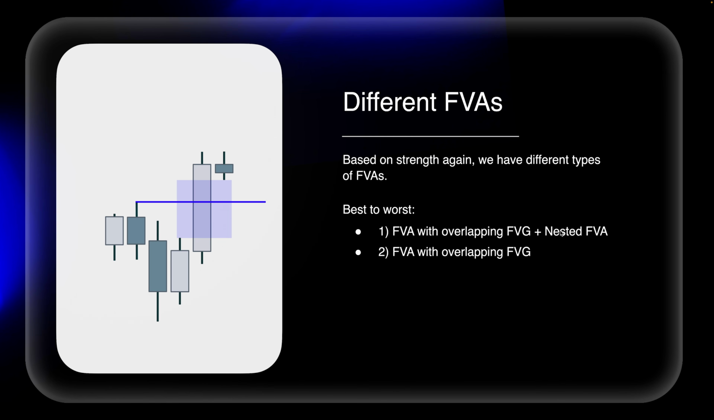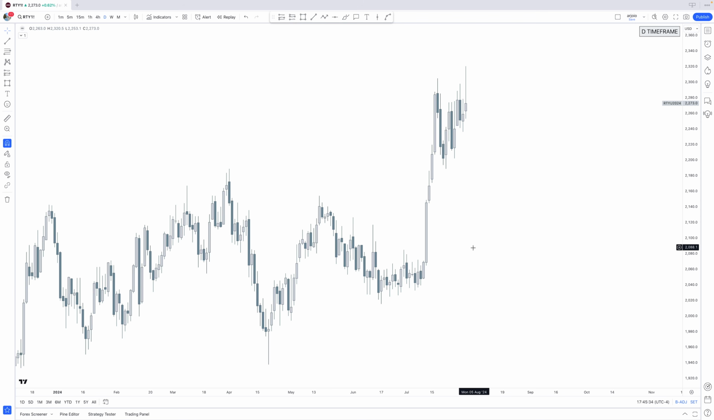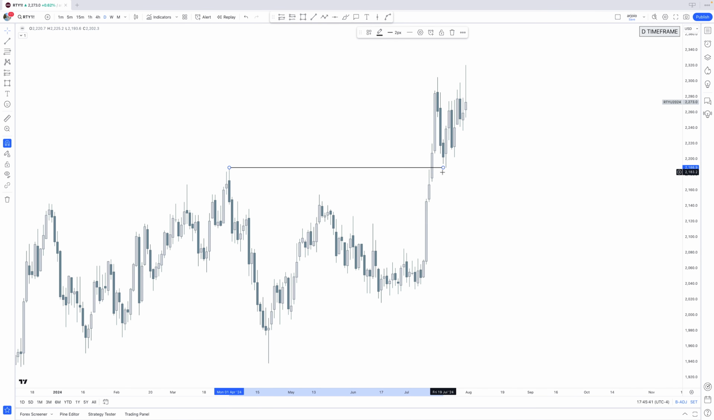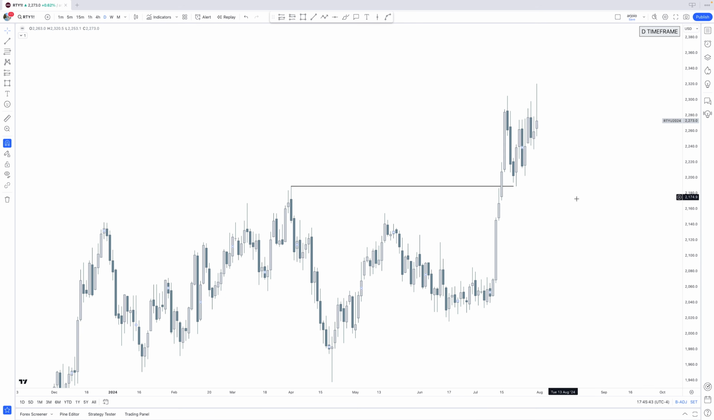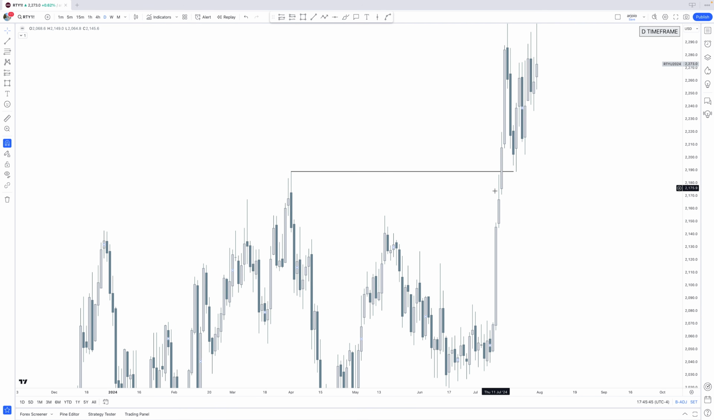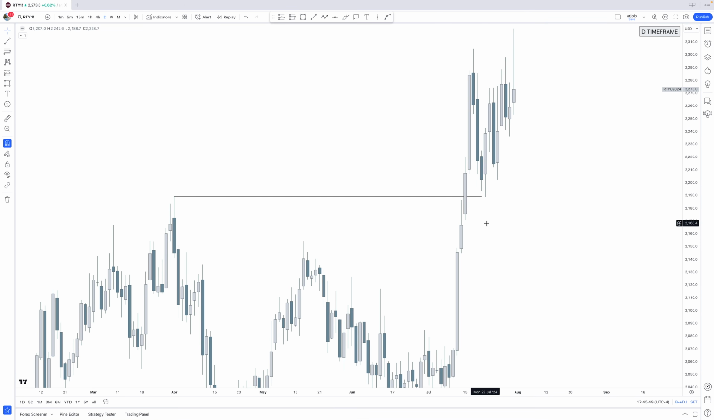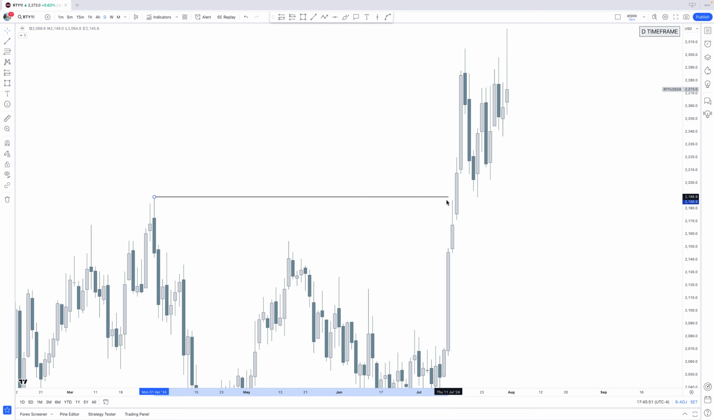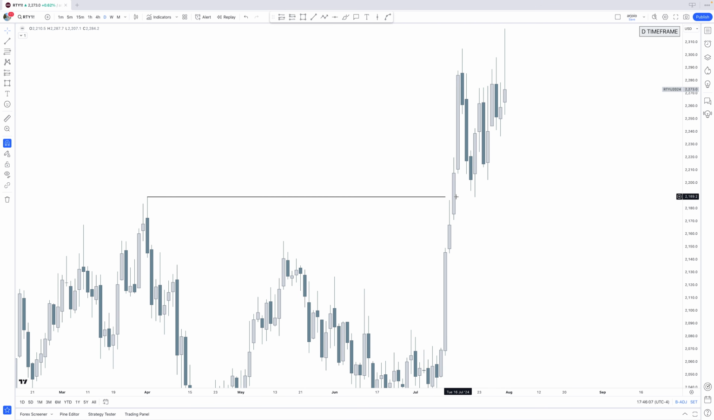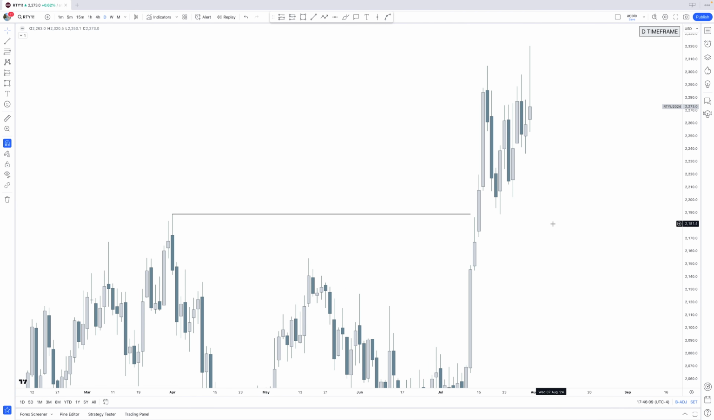And that is without the nested fair value area, just a normal fair value area with an overlapping fair value gap. So here on one of the indices on Russell, we see that we have taken an intermediate term high towards the left right there. It is perfectly overlapping with the fair value gap towards the right. Just before we take out this intermediate term high towards the left, we don't have a nested fair value area sitting right here. But again, we do have a fair value gap overlapping exactly with the fair value area.